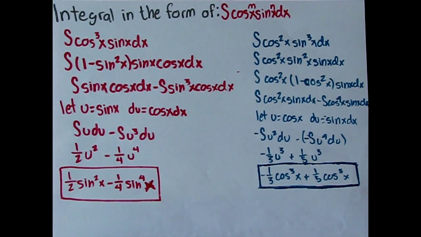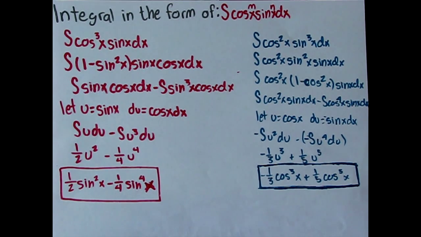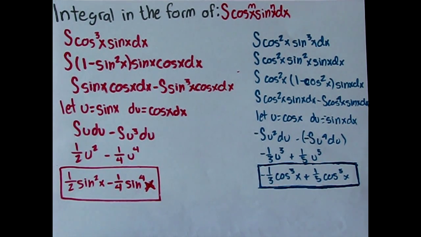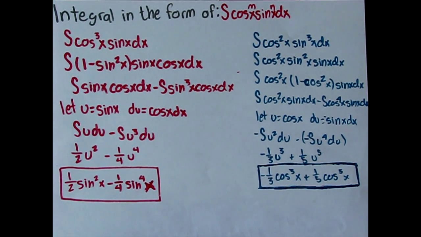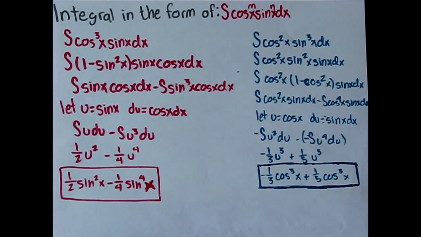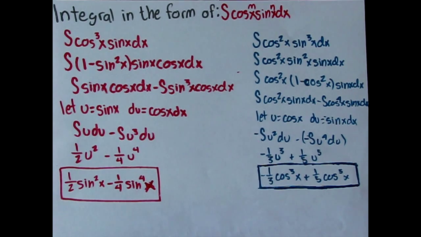Remember to distribute, so you have the integral of cosine squared x sine x dx minus the integral of cosine to the fourth x sine x dx. And then let u equal cosine x and du equal negative sine x dx. So you get the negative integral of u squared du minus the negative integral of u to the fourth du, which becomes negative 1/3 u cubed plus 1/5 u to the fifth. And then plug your u's back in and you get negative 1/3 cosine cubed x plus 1/5 cosine to the fifth x.